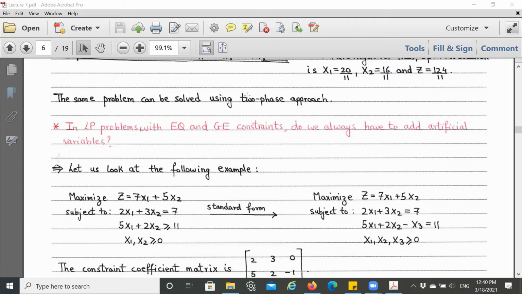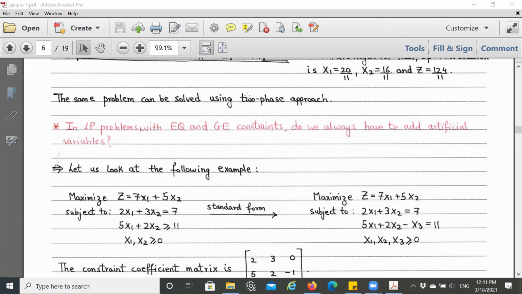Sometimes it is already in the standard form, so we don't always need to. In the examples that we have seen so far, we have always added an artificial variable. I mean, there's no harm in always adding one. In the end, it will become 0. But the thing is, can we come up with a way to identify or determine whether we have to add an artificial variable to a constraint or not? There's a small trick to this, and the answer to this question is no.